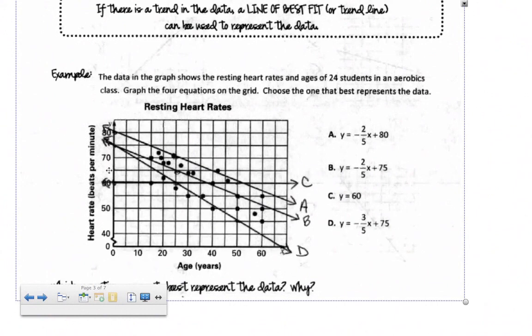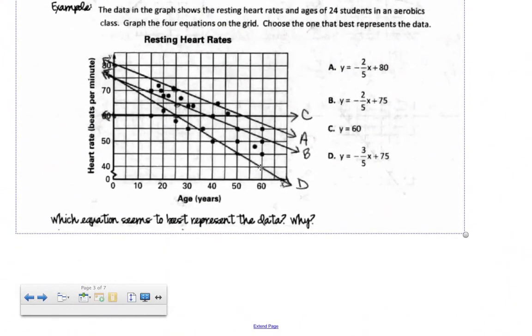So I went down 1, 2, 3 and over 1, 2, 3, 4, 5 and then connected those points. Notice that none of the lines go directly through all of the data points, and so our job is to figure out which one does the best job of representing most of the data. So I want you to just think about if you had to choose A, B, C, or D, which one of these best represents the data.